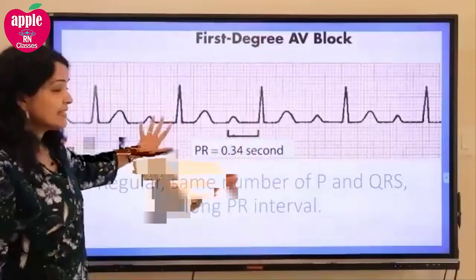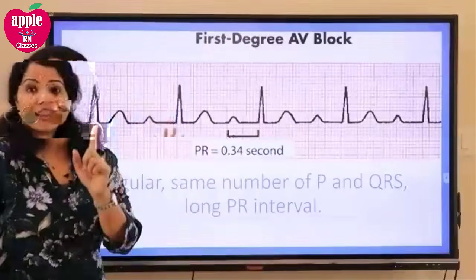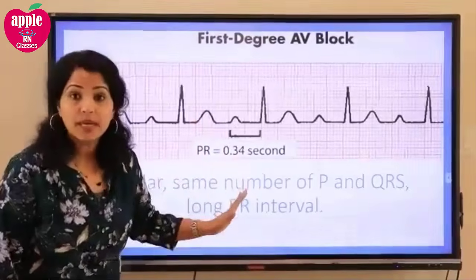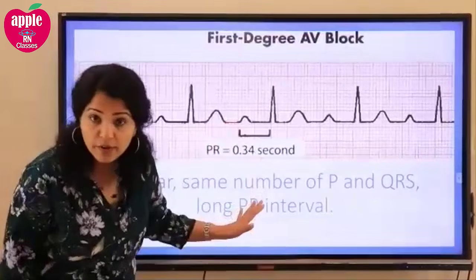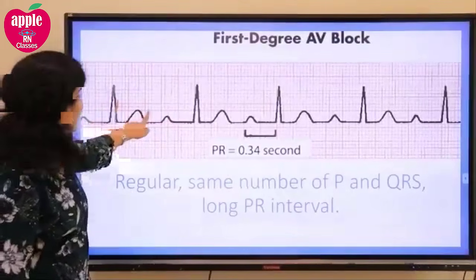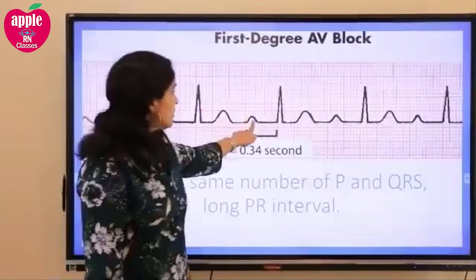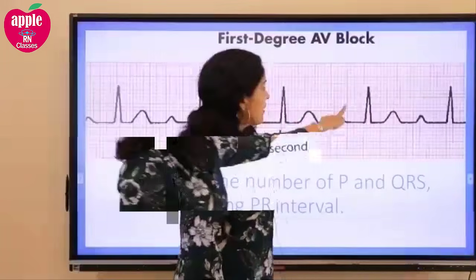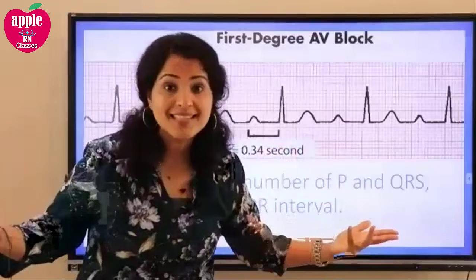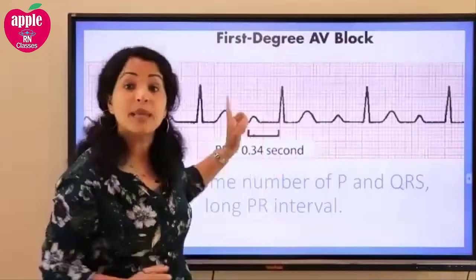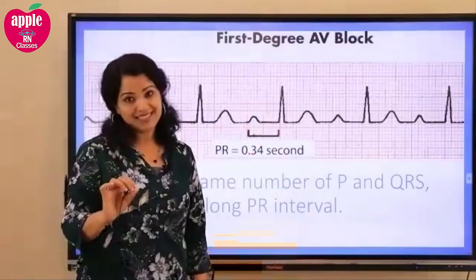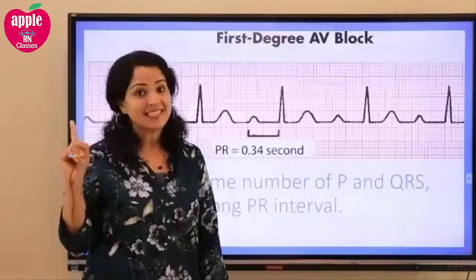So anytime you get an ECG, the first thing you need to look for is, how does it look? Is there a P wave? Is there a QRS following it? If you look at that, every P wave has a QRS. This P wave has a QRS, this P wave has a QRS, this one has a QRS, and this one has a QRS. So basically, it's like a normal ECG. The only thing is the PR interval is a little longer, and that should help us. That's how we know it's first degree AV block.